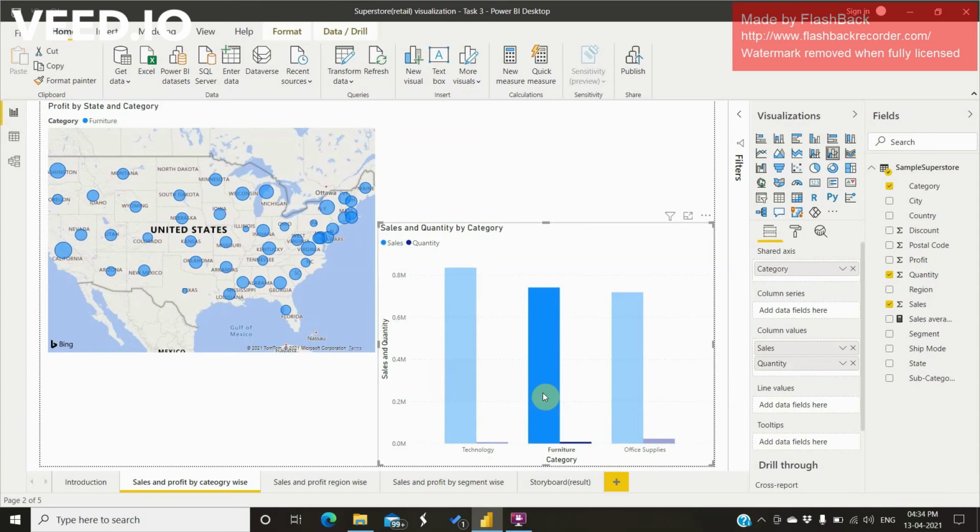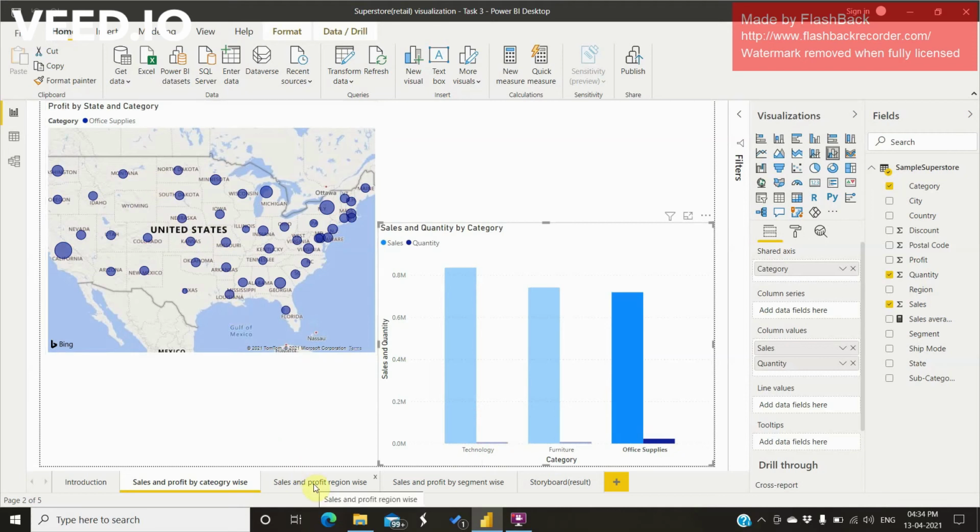So next we can see furniture. These are the places where we can get more profit in the furniture category, but comparatively the quantity is high compared to technology and office supplies. So we can understand one thing: for office supplies the quantity is more, but we get less profit among US states.